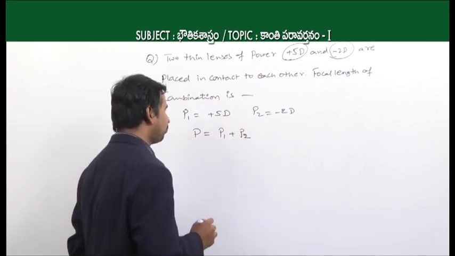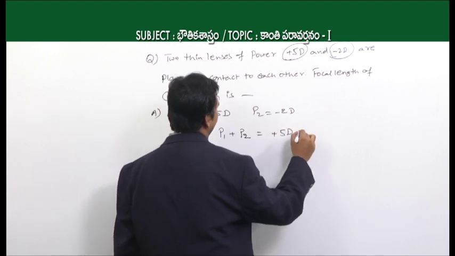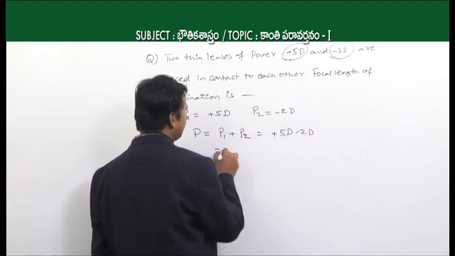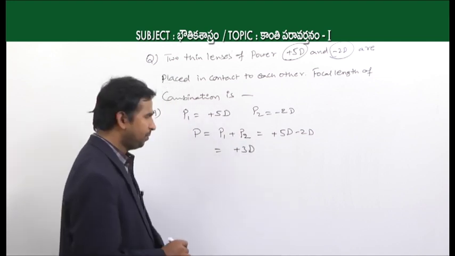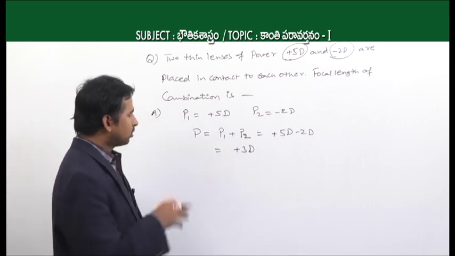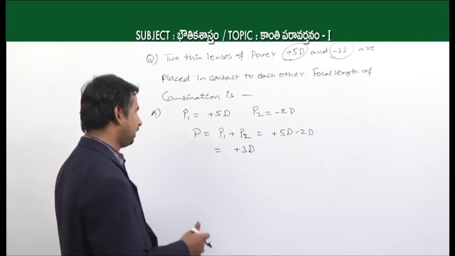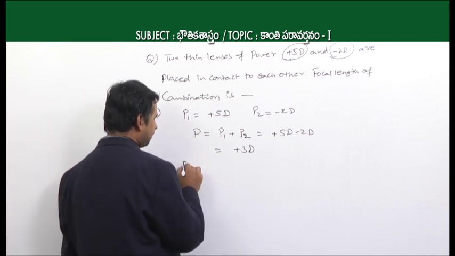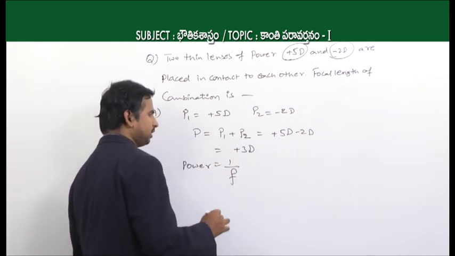Of which, as it is P1 plus P2, it becomes plus 5D and minus 2D. Then finally plus 3D is the power of the combination. So finally, as we got the power, now we can find the focal length, and we know that power is nothing but the reciprocal of the focal length.